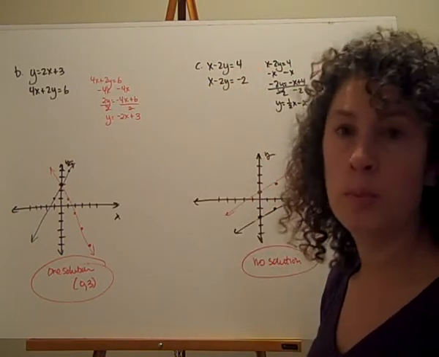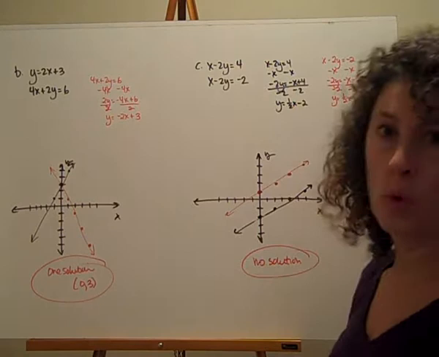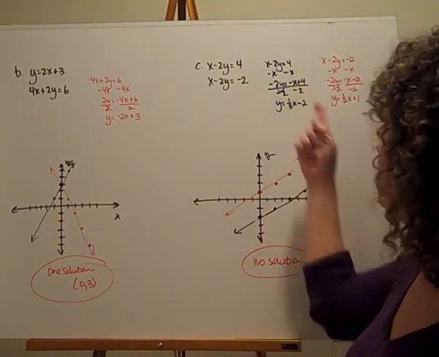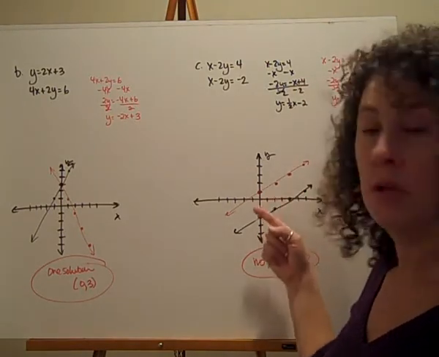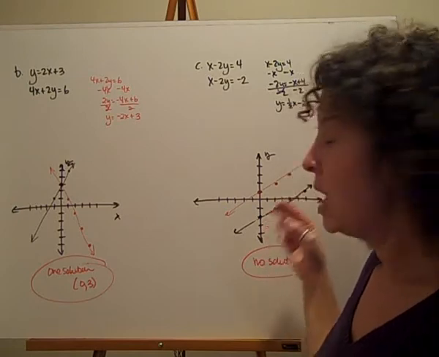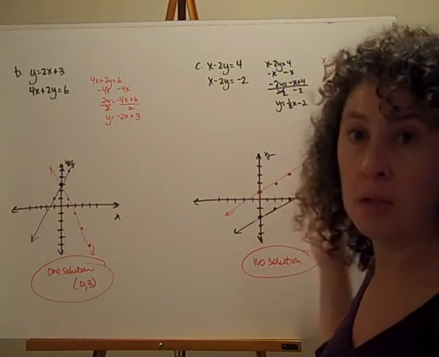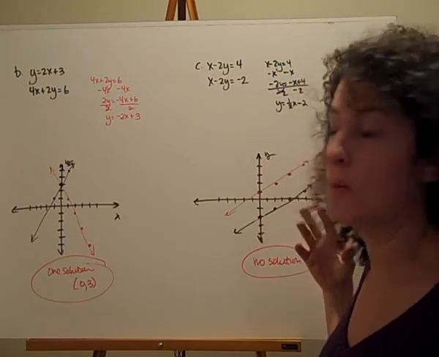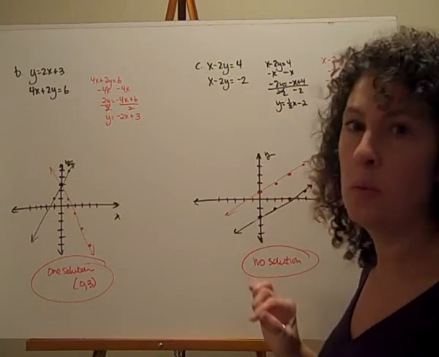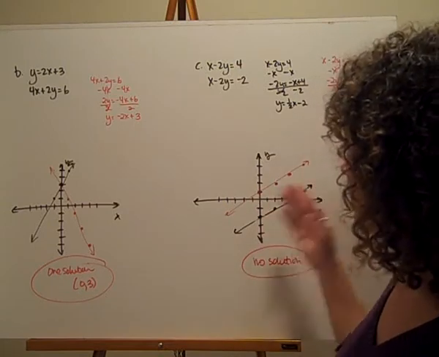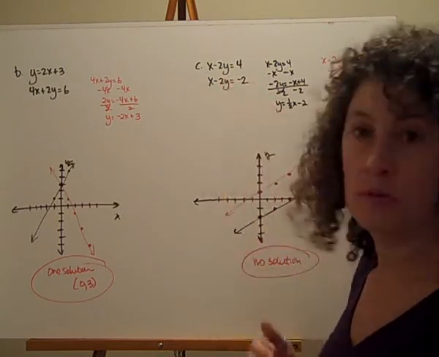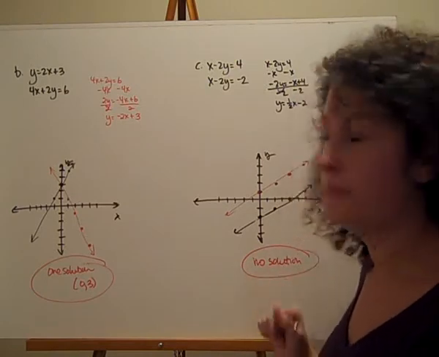And one more, I have x minus 2y equals 4 and x minus 2y equals -2. Neither one of these are in slope-intercept form, so I have to do a little bit of work to get them both into slope-intercept form. When I graph them, I realize that they have the same slope, and since they have the same slope, they're going to be parallel. We've talked about how parallel lines have the same slope. They're parallel to each other. They will never meet. So this particular system of equations has no solution.